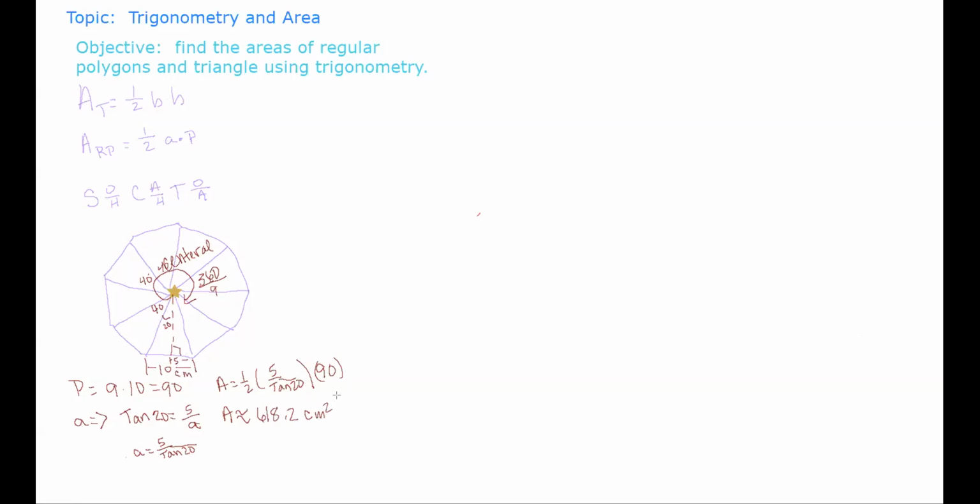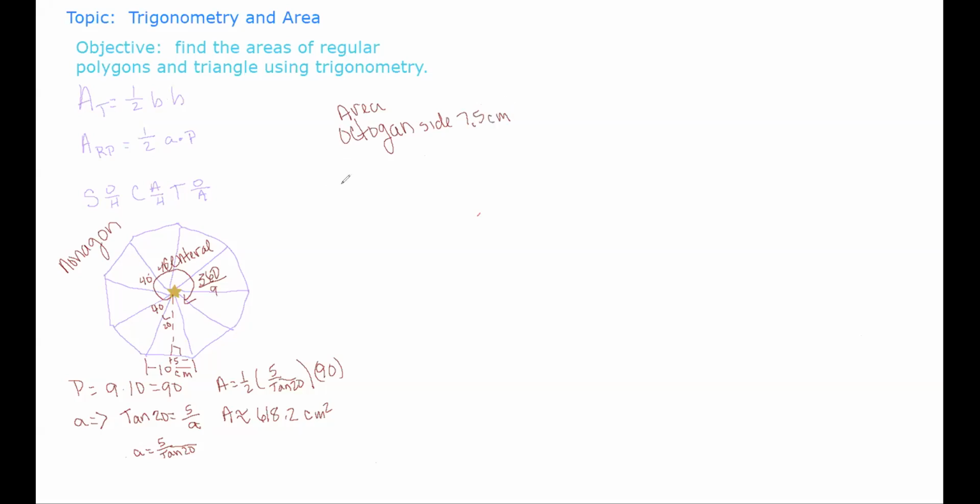Okay, so for our next problem, we're going to have a regular octagon. And the octagon has side lengths 7.5. So draw yourself an octagon. Let me label this one over here. This is a nonagon. Oops. There you go. Now we're going to do an octagon. We're looking for the area of the octagon with side length 7.5 centimeters.